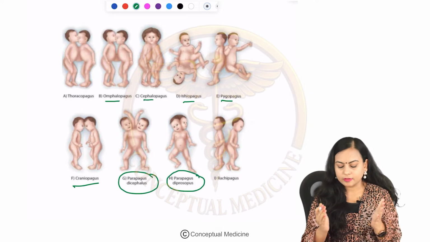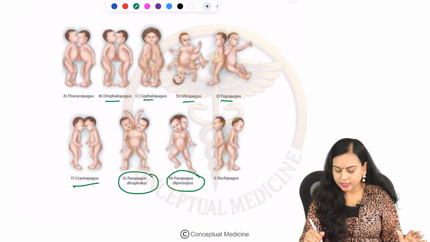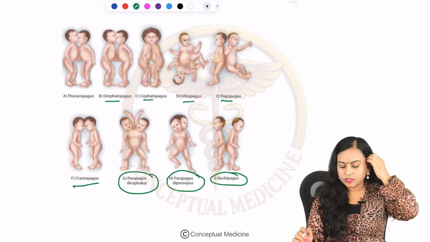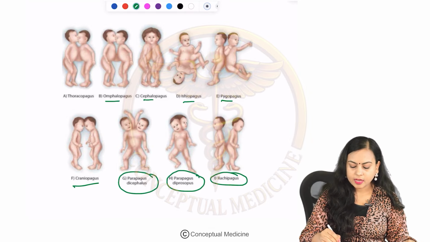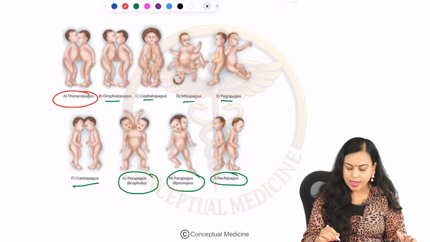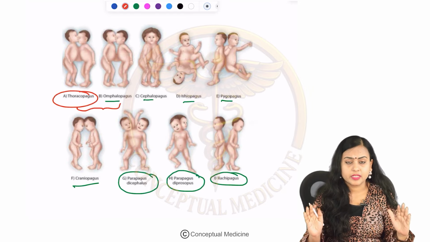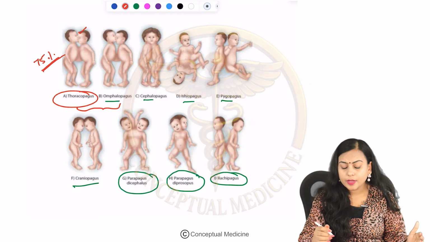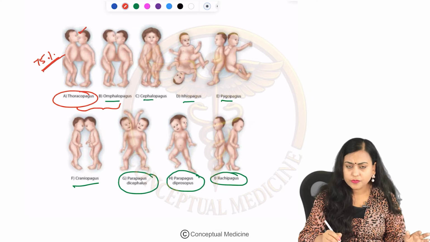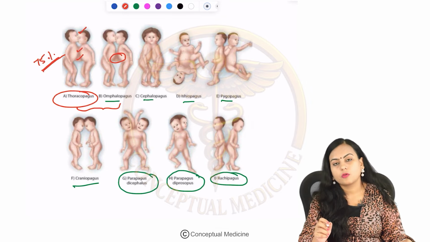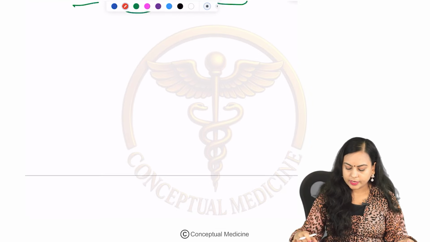That means it is joined in the upper trunk completely, and here head and upper trunk completely. Then rachiphagus, which is joined at the back. So these are the different types of conjoined twins you have, and among these, thoracophagus is said to be the commonest type, and thoracophagus and omphalophagus together will make about 75% of the cases. The two babies face each other face to face, and they share a common sternum and diaphragm as well as abdominal wall. So these are the types of conjoined twins.